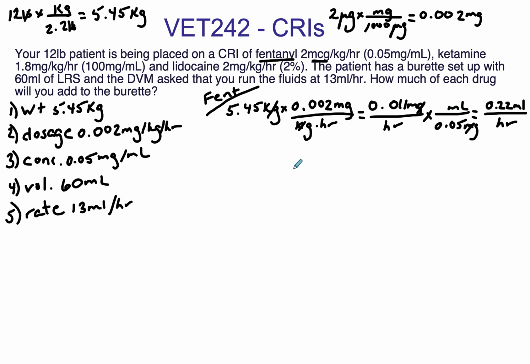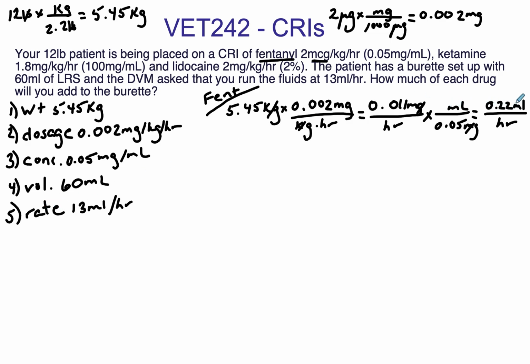Now what we do next really depends on what you feel most comfortable with. I think what I'm going to do, like I've been doing for my single drug CRIs, is solve that volume, that hourly component, right now, and get my final volume of fentanyl, and then do that for each of the drugs. So I'm going to do that down here so that I can utilize it for each of my 3 drug calculations.